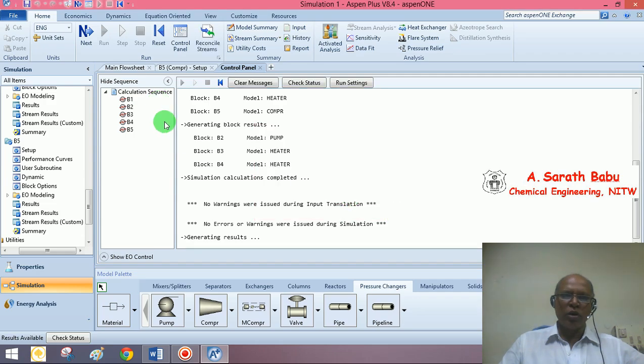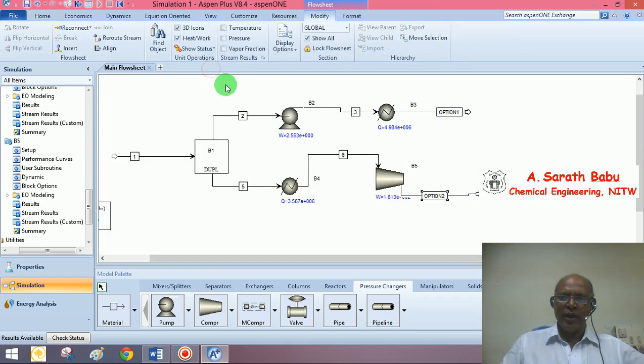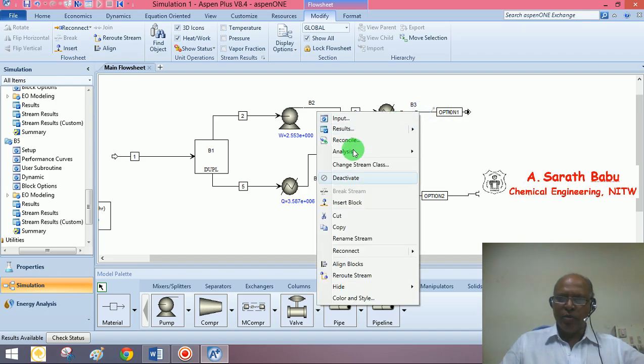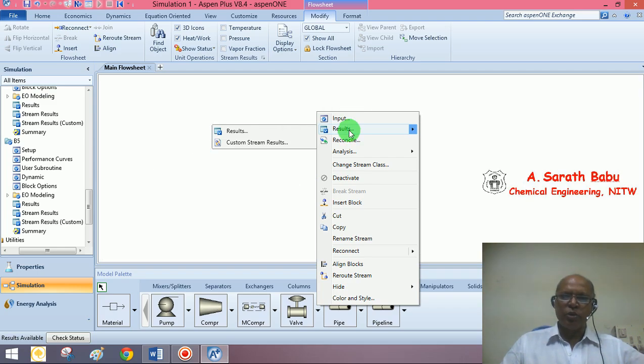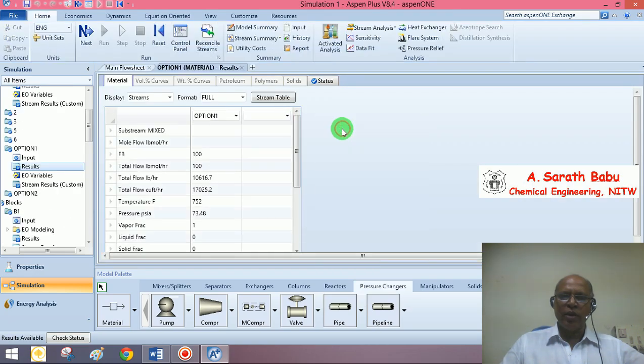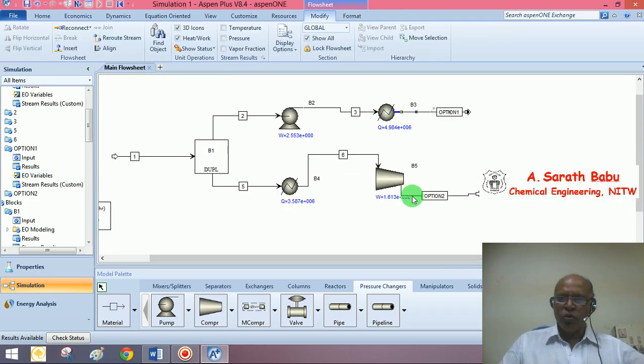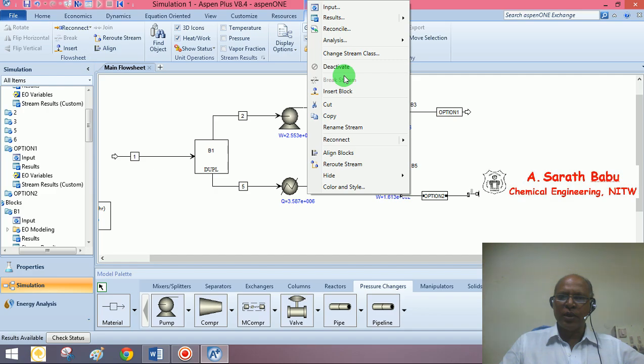Yes, all these blocks are calculated, so we will be able to see the results. Now the question here is, because we have approximated this intermediate temperature as 500, the ethyl benzene must be heated to 752 degrees Fahrenheit, and the pressure must be increased from 14.7 to 73.48. In option 1, we were able to get the required temperature and pressure for the exit stream. Whereas in option 2, what is going to be the temperature and pressure?